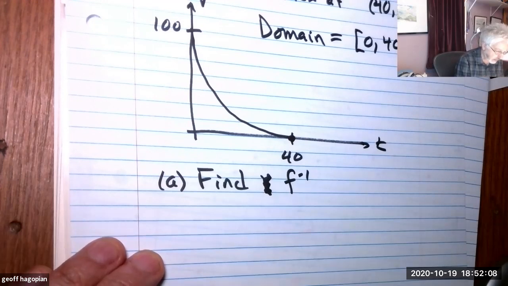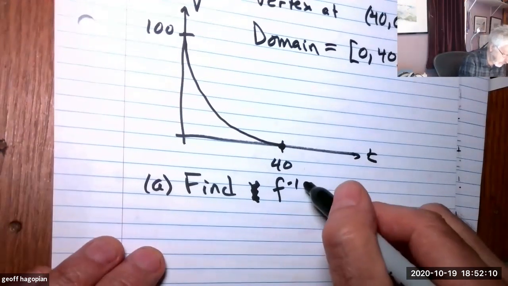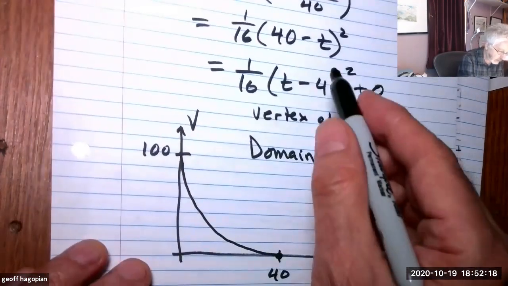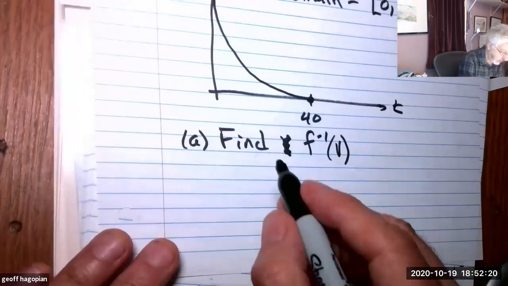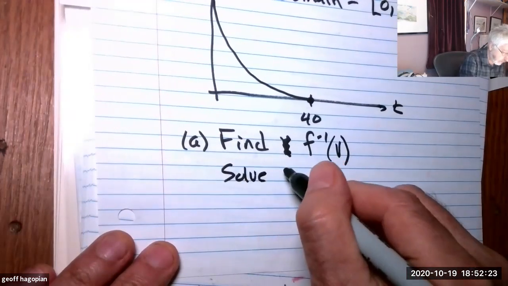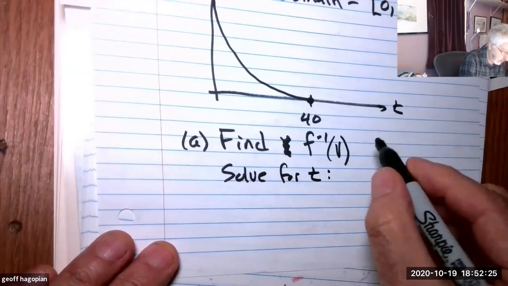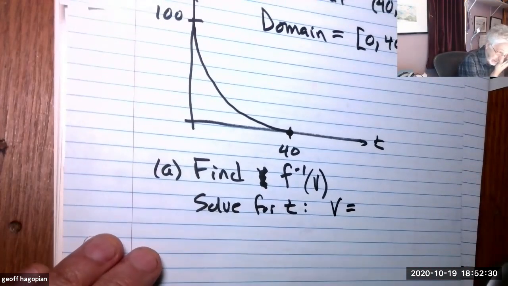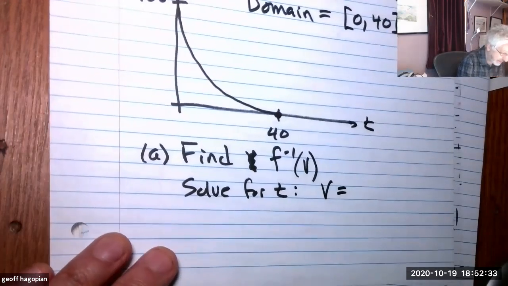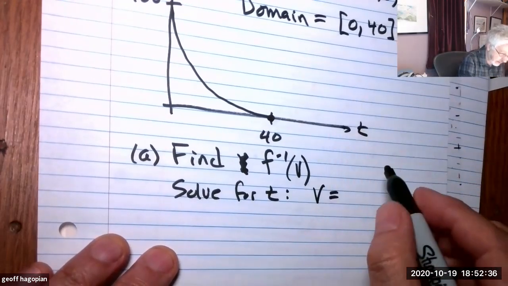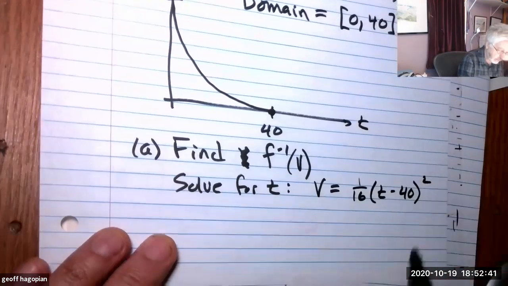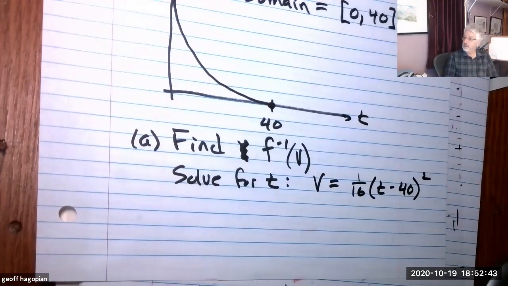So the formula for the inverse is going to be a function of V. We're not going to rename the variables. And how do we find that? Well, we want to solve for t in the equation v equals, and do we care which form of the equation we use? Not really. Let's use the second one: 1 over 16 times (t minus 40) squared. Can we solve that for t? Yeah, start by multiplying both sides by 16.